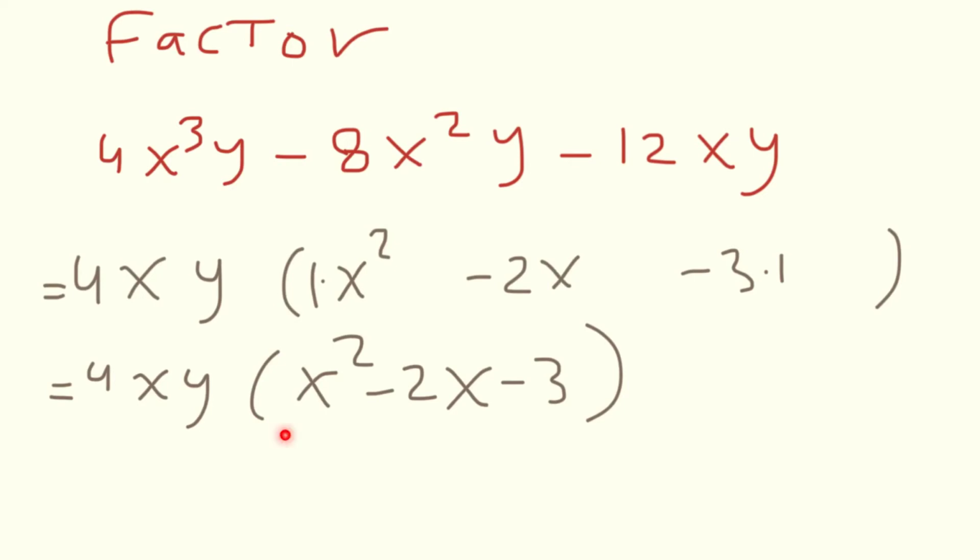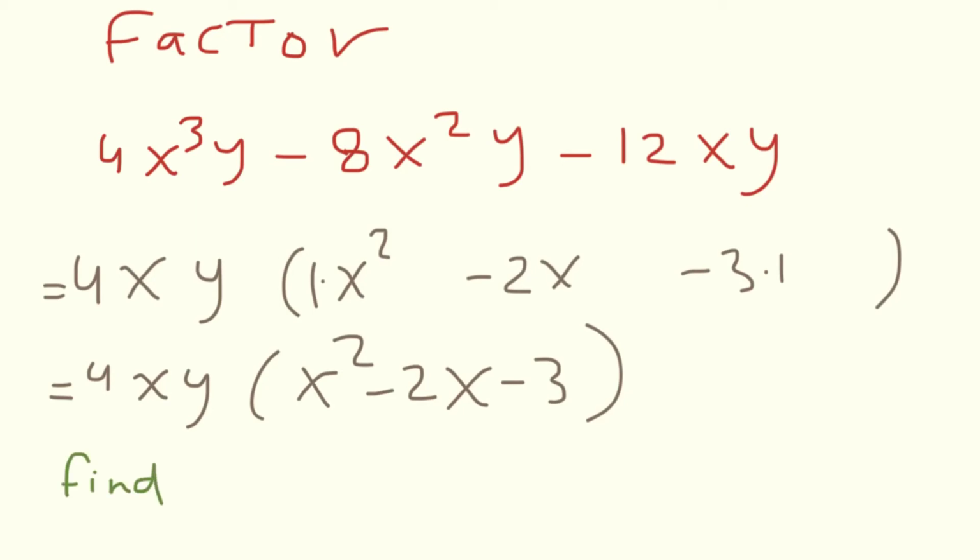The second step is to look at this. Can you factor this using any of the methods of factoring trinomials? Find two numbers. When you multiply them, you get minus 3, and when you add them, you get minus 2. What are the two numbers? Minus 3 times 1. When you multiply them, you get minus 3, right?